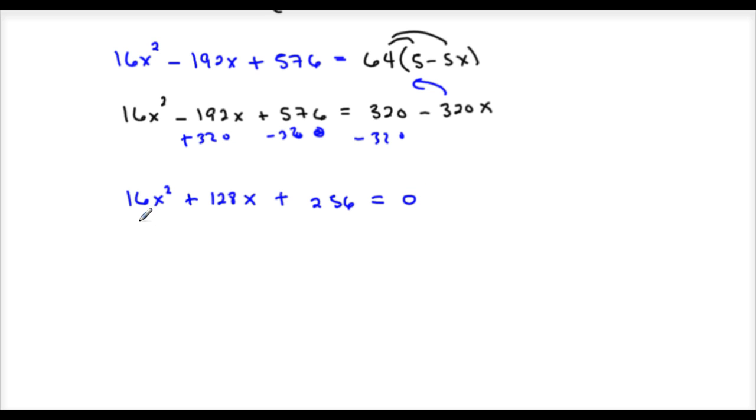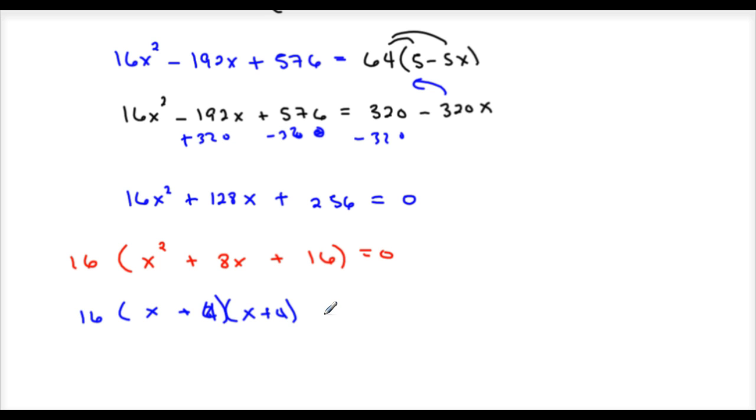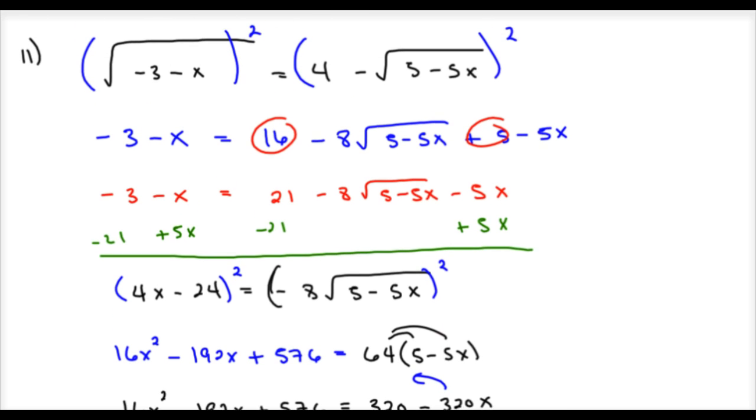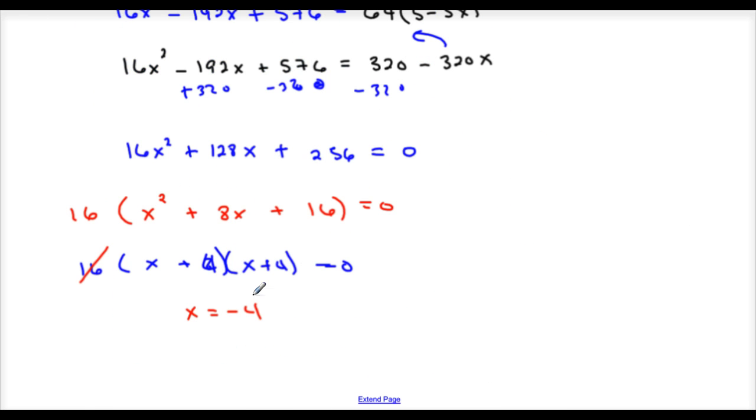I have a leading coefficient. First thing you should do before you try to factor this, see if you can factor out 16. In this case, you can. So factor out 16. So I'm going to get x squared plus 8x plus 16 equals 0. Factor 16 times x plus 4 times the quantity x plus 4 equals 0. This will go away and you'll get x equals negative 4. If you plug back into your equation, x equals negative 4, you see the equation does not work. So this will be an example of a no solution.